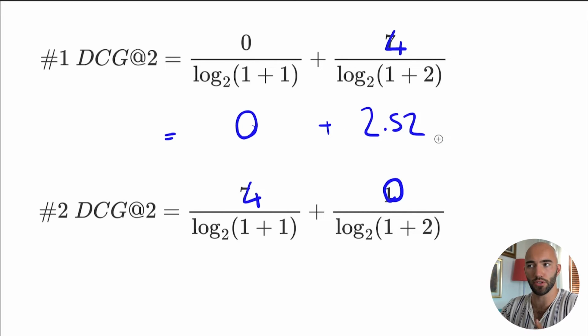Okay, so we score 2.52 in the case of the first query where we have the not good result in rank 1. Whereas if we have a good result in rank 1, we get a score of 4 because log to the base 2 of 2 is equal to 1, plus 0. Okay, so we get a score of 4 for our second query, which is better. And that's great because we're returning a better score.